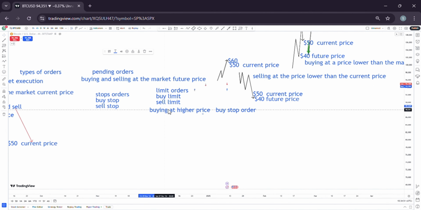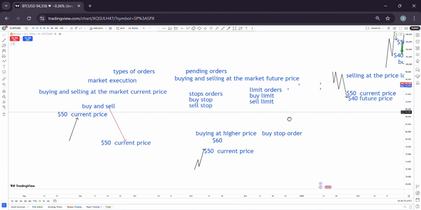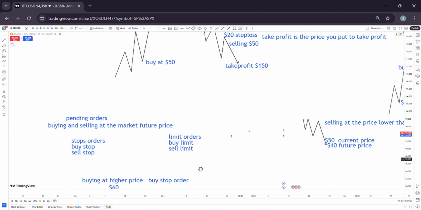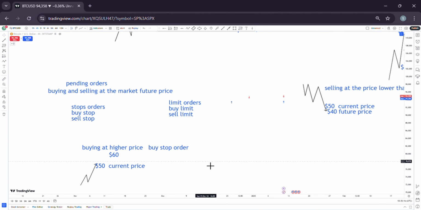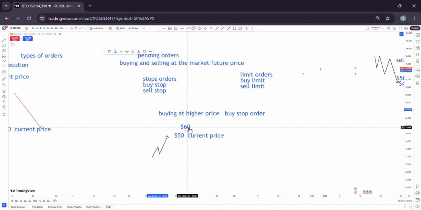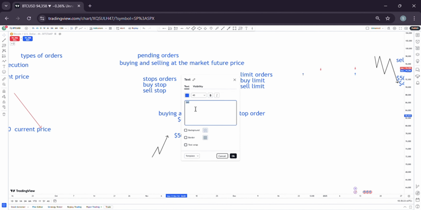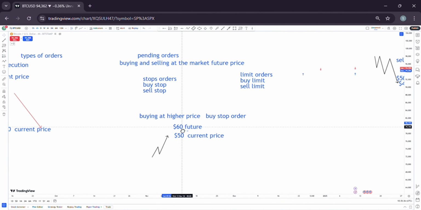So let's say for example, we have the market here. The current price is $50. So for buy stop, we are buying at a price higher than the current market price. For example, we have $50 here, which is the current market price, today's price. We don't want to buy at today's price, we want to buy at a future price, which is $60. So $60 is now the future price. If we perform such a task, it's called the buy stop. So this is called buy stop, buying at a price higher than the current market price.